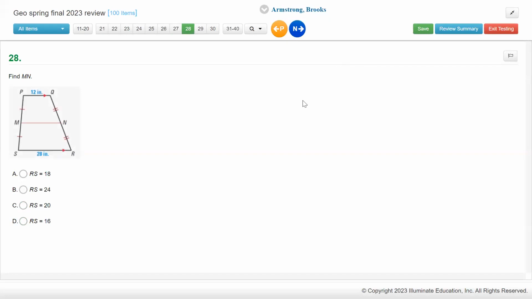All right, so this would be a good one for you to do. You don't need my help. MN is the mid segment. It's the average of the top and the bottom. So I would add 12 plus 28 divided by 2. So MN would be 20, but it's only giving me RS. I think this is just a typo. It's telling me to find the MN and it's saying RS. Yeah, it should be MN. Good.